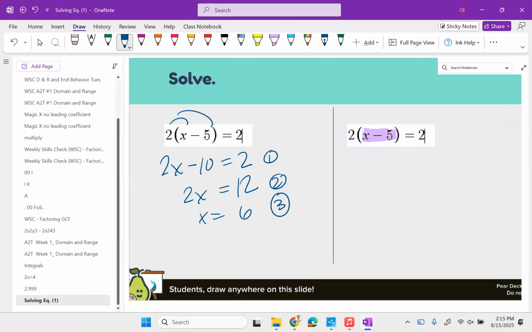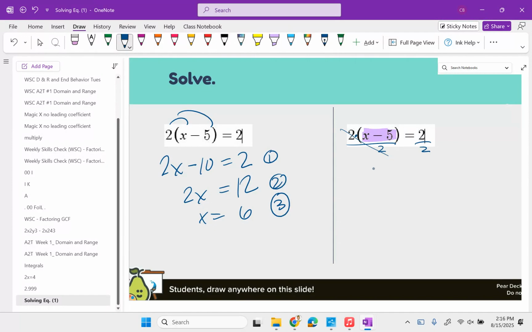What operation is right here in between the 2 and the parentheses? Multiplication, good. We didn't say distribute. The tool we can use is distribute. The operation is multiplication. How do we undo multiplication? We divide. I'm going to show the step. Normally I wouldn't, but I want to make sure you're understanding. Because these 2's would cancel, right?